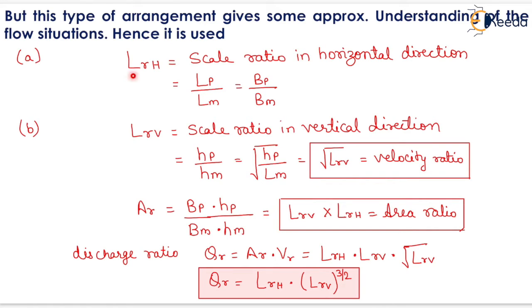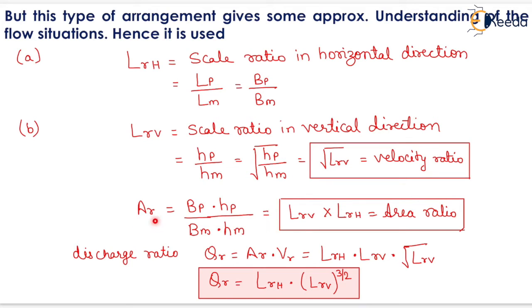Therefore, LRH will be equal to the scale ratio in the horizontal direction, which will be equal to length of prototype upon length of model, which will be equal to width of prototype upon width of model. LRV will be equal to the scale ratio in the vertical direction, which will be equal to under root of HP upon HM, which will be equal to under root of LRV, that is the velocity ratio.